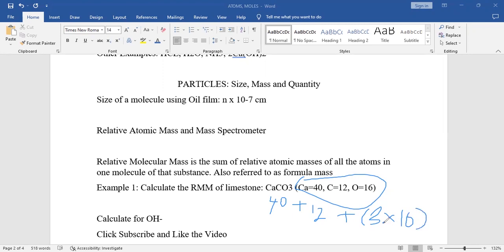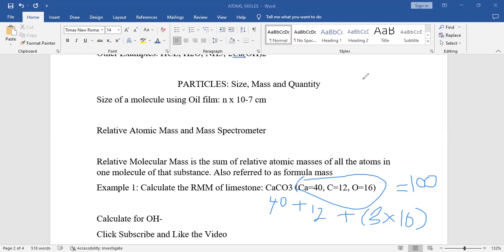3 times 16 is 48. 48 plus 12 is 60. 60 plus 40 is 100. So the answer is what? 100. So the relative molecular mass of that substance, in this case limestone, calcium carbonate, is 100. We're good. So that's how to calculate relative molecular mass.